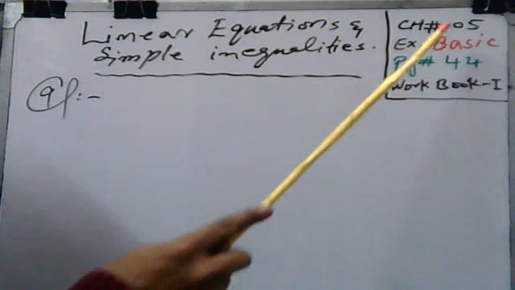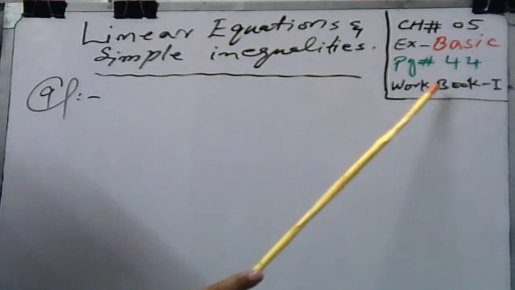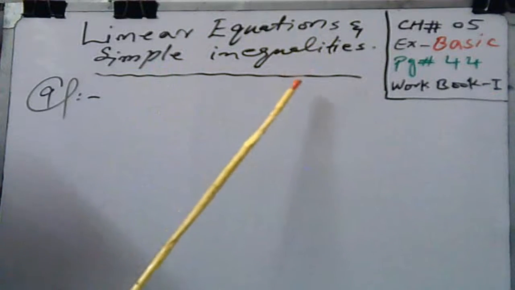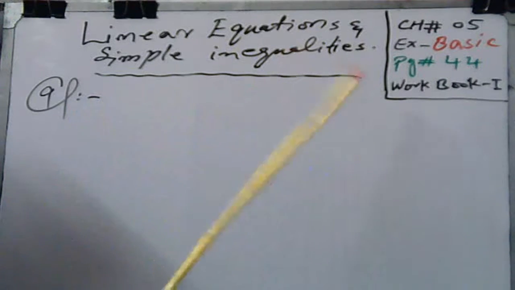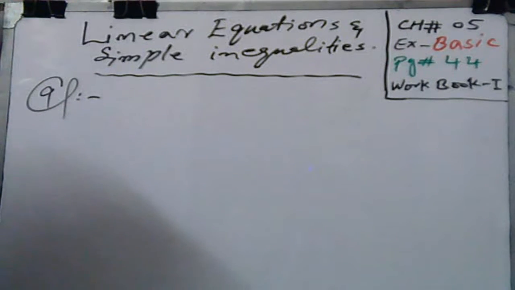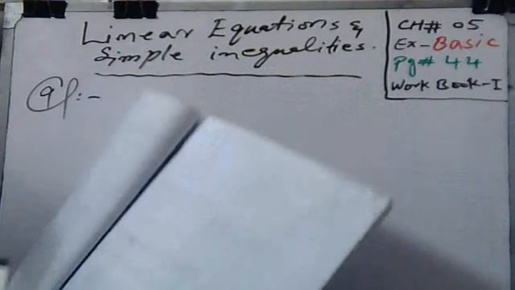Today we will discuss chapter number 5, exercise basic questions, which is on page number 44, workbook number 1, linear equations and simple inequalities. We have covered 8 questions in the previous two lectures. Now today we start from question number 9. In question number 9, we have been asked to find a formula for each of the following. You can see in your workbook number 1, we have to find the formula.